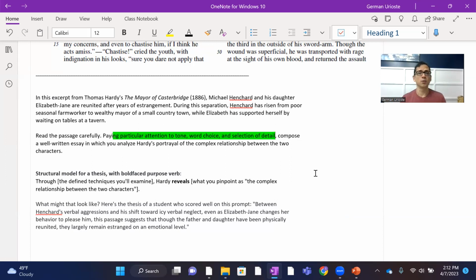Hey, DDIST, right? Diction is word choice. Detail, selection of detail, right? Tone, voila, there it is, right? So you've heard DDIST, maybe in your mind ad nauseum. Here is why. This is the skill the AP is asking you to showcase, right? Critical thinking and critical reasoning, right? Through analysis. So in paying attention to those things, compose a well-written essay in which you analyze what?